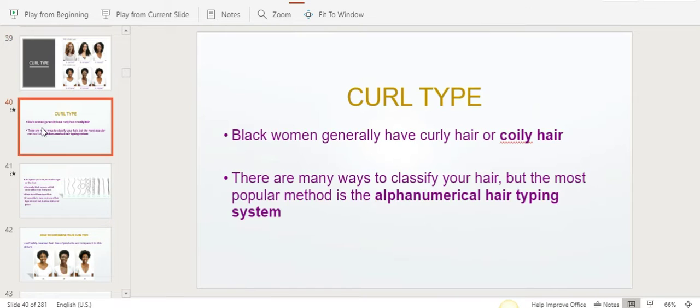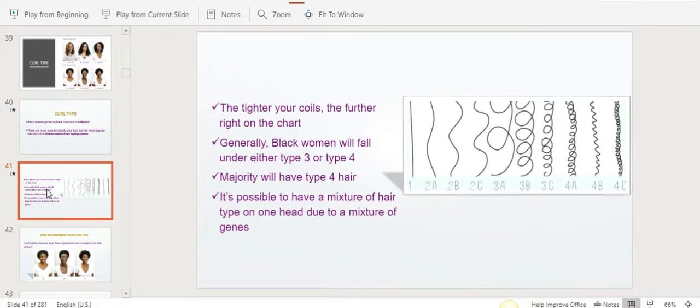Now, curl typing, this is one of the three major types of hair typing. Now, black women generally would have curly hair or coily hair, right? And there are many ways that people have classified hair type, that they've given names to different hair texture, but the most popular method is the alphanumerical hair typing system. Now I'm going to go through that right now.